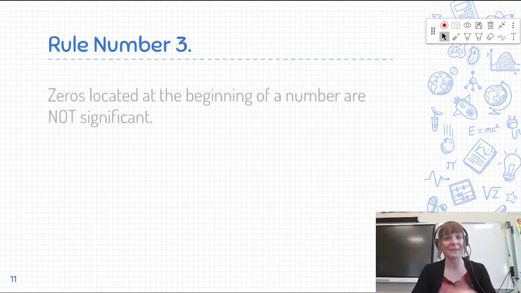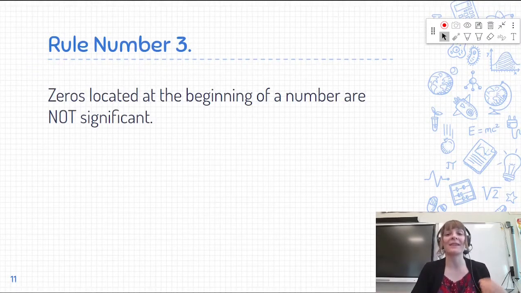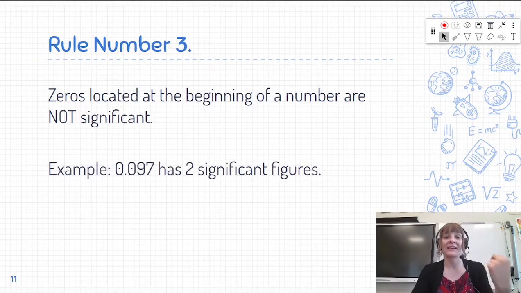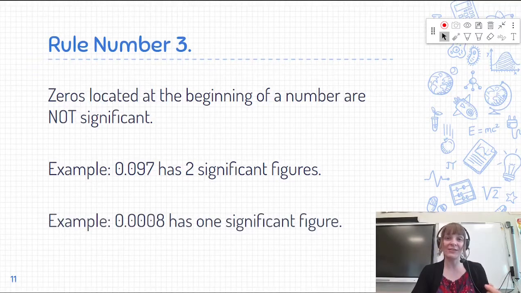Rule number 3, zeros located at the beginning of a number are not considered to be significant. An example, 0.097 has only 2 significant figures, and those are the 9 and the 7. The 2 zeros before that are not considered to be significant. Here's another example. 0.0008 has 1 significant figure. That is the 8. All the zeros before that are not considered to be significant.